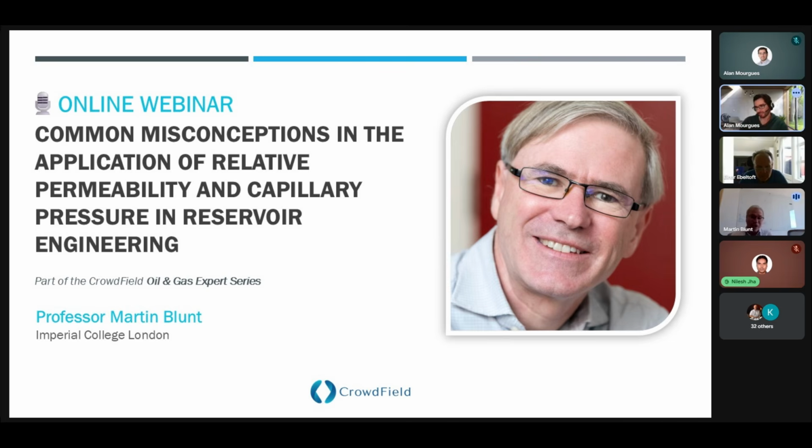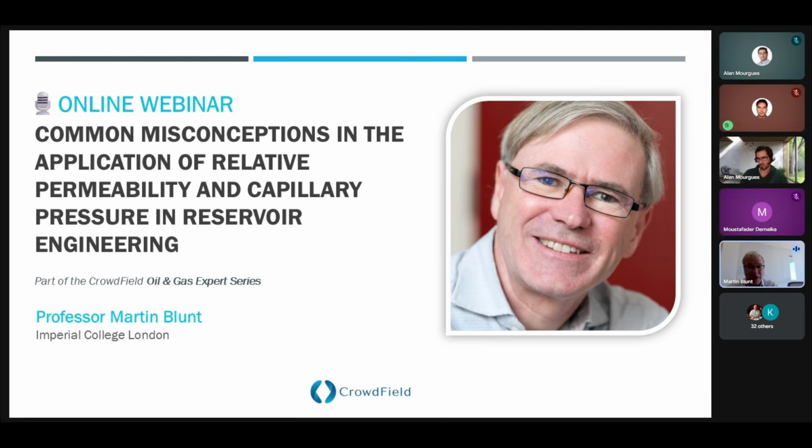Okay, I'm actually quite a fan of the Leverett J function, which is a sort of root phi over K scaling. I personally would use that as the default. The problem is that it's assuming that rocks of very different permeability and porosity essentially have the same pore size distribution that is just scaled. So it's as though you're shrinking or expanding the rock.